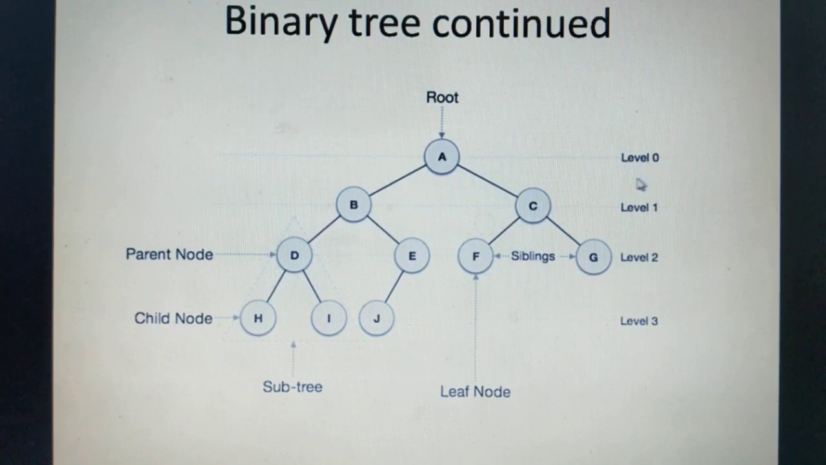Next point, we can see there are different levels. At level 0 we have A, then level 1, level 2, level 3; we have different hierarchical levels.